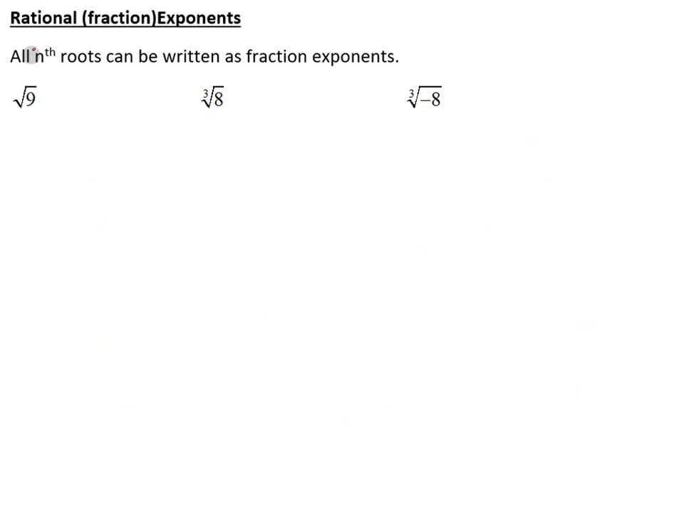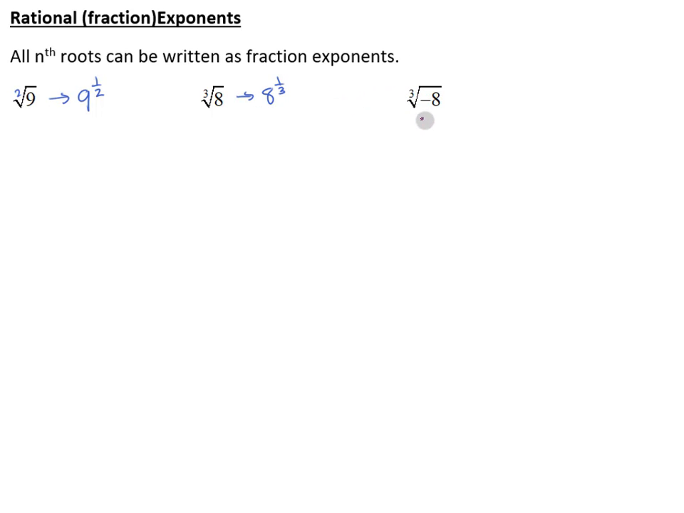Okay, next, rational exponents, also called fraction exponents. All nth roots, so all radicals, can be written as fraction exponents. So you may not have ever seen this before. Remember, the square root of 9, which is technically like the second root of 9, can be written as 9 to the 1/2 power. Or the cubed root of 8 can be written as 8 to the 1/3 power.